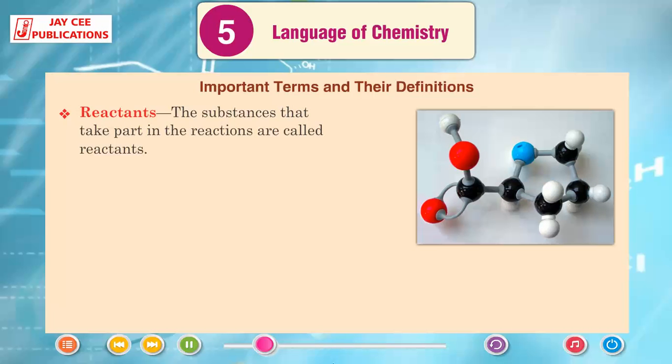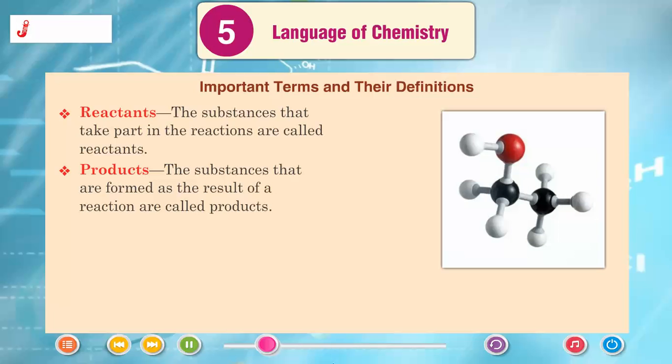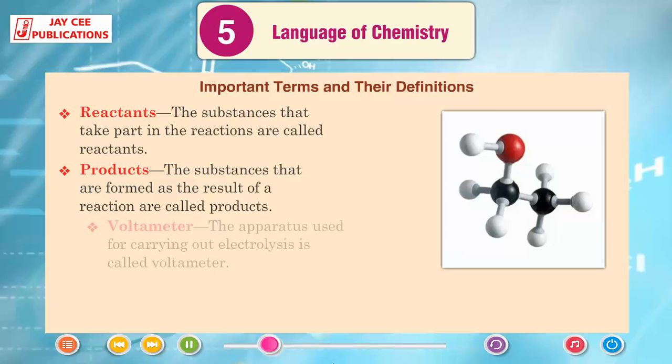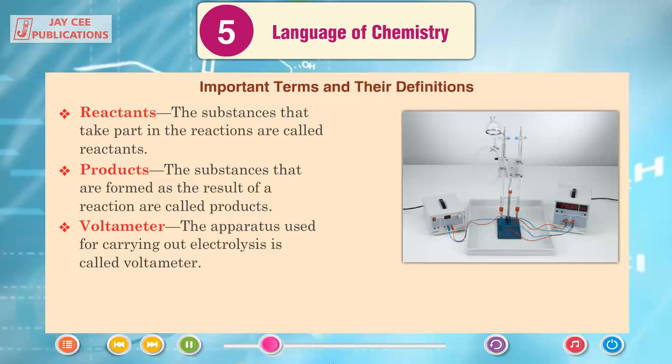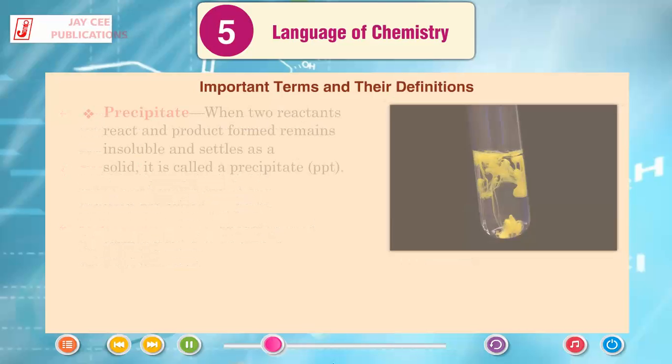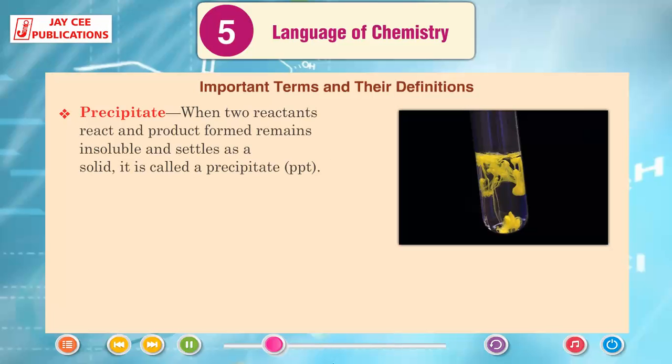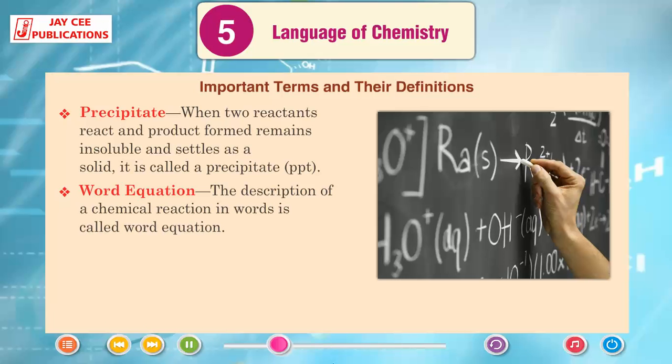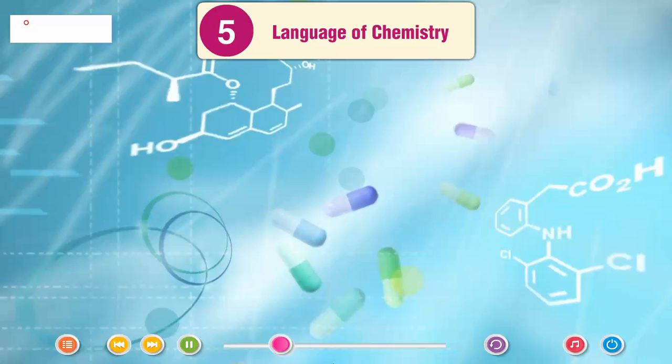Reactants: the substances that take part in the reactions are called reactants. Products: the substances that are formed as a result of a reaction are called products. Voltameter: the apparatus used for carrying out electrolysis is called a voltameter. Precipitate: when two reactants react and the product formed remains insoluble and settles as a solid, it is called a precipitate, PPT. Word equation: the description of a chemical reaction in words is called a word equation.